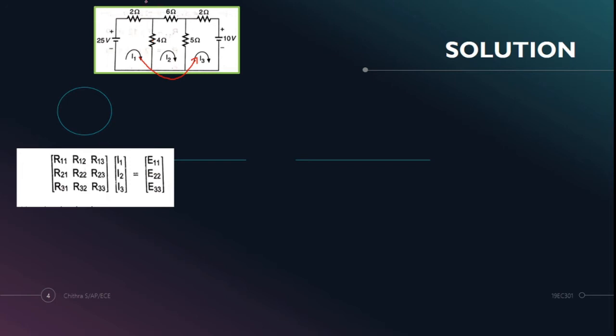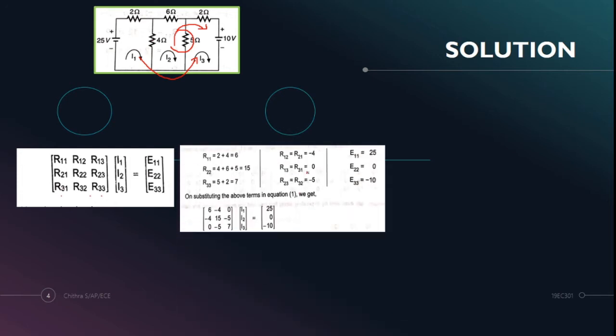R22 means exclusively for mesh 2. What are the resistors we can find in mesh 2? It is 4 plus 6 plus 5, so it will be totally 15 ohms. R23 means common between the second mesh and the third mesh, which is this 5, so it will be minus 5. Similarly, you can try filling in R31, R32 and R33. When we write the various values, you'll get all these values, and we have filled up the resistance matrix. The three currents are I1, I2 and I3.